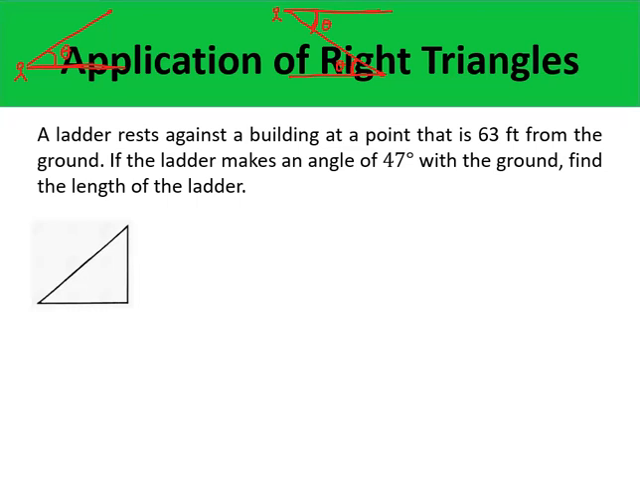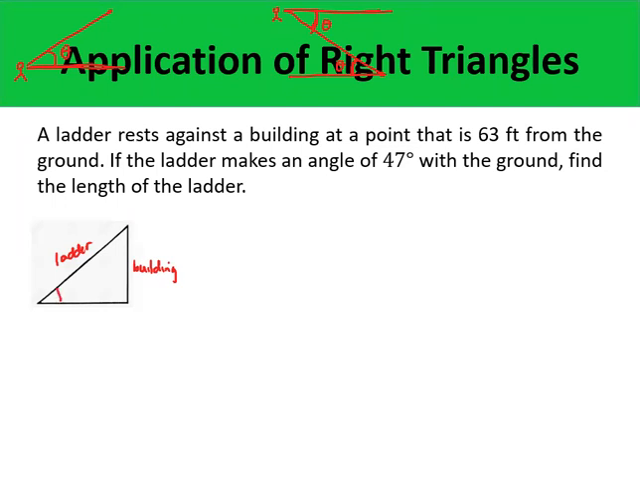Okay, so let's try to answer the following problems. A ladder rests against a building at a point that is 63 feet from the ground. So let's consider that this is the building and this is the ladder. A ladder rests against a building at a point that is 63 feet from the ground. If the ladder makes an angle of 47 degrees with the ground, find the length of the ladder.